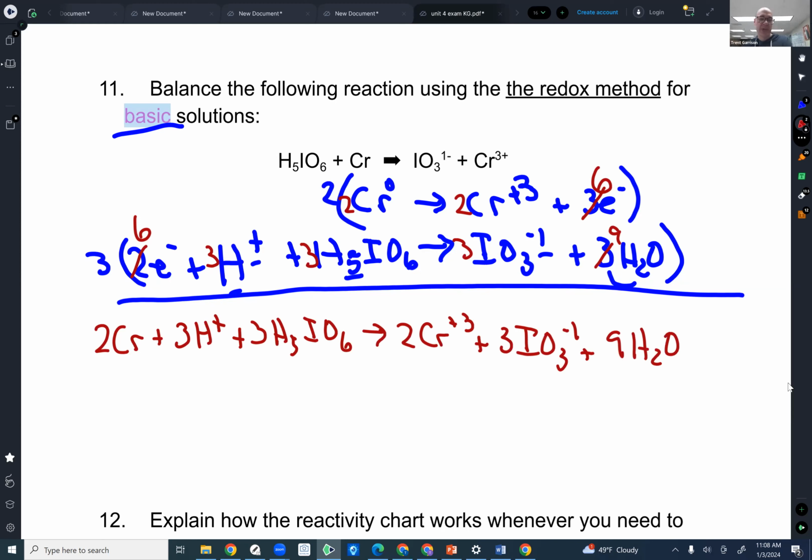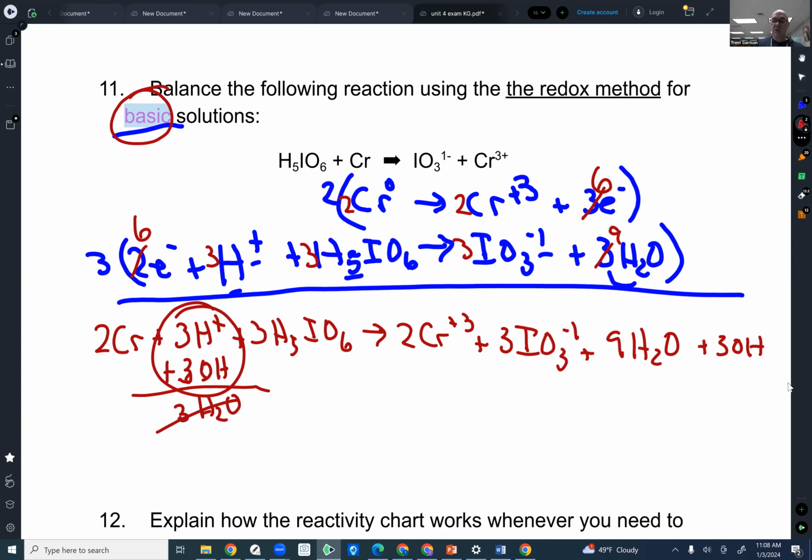Here's the last step. Because it's in a basic solution, I must add the same number of hydroxides that I do for hydrogens to both sides. You can't do one without doing it to the other. It's just like algebra. But in doing so, this becomes 3 waters, which are going to cancel out with 3 of those waters. That is my final answer now. So I have the same material, the chromiums, the iodine, the chromium, the iodate, but now I have only 6 waters and 3 hydroxides because this is in a basic solution.